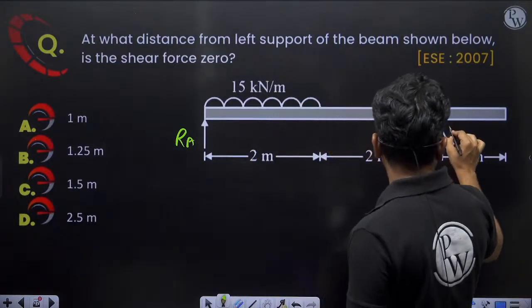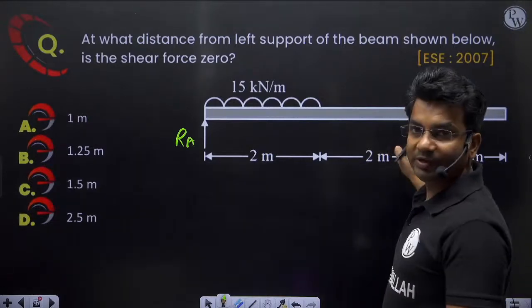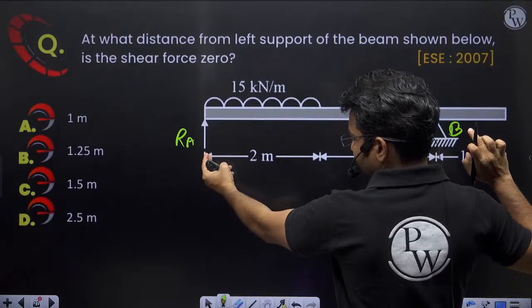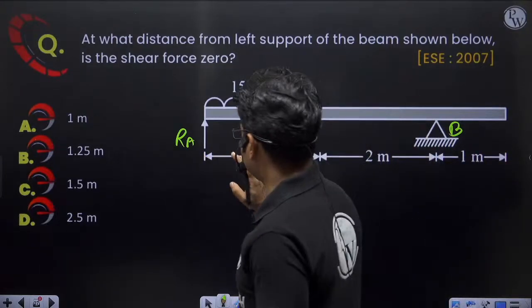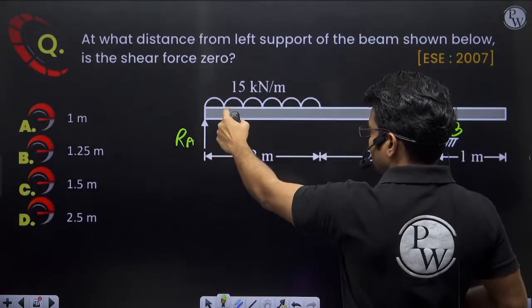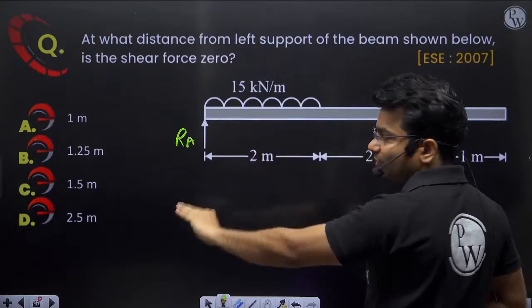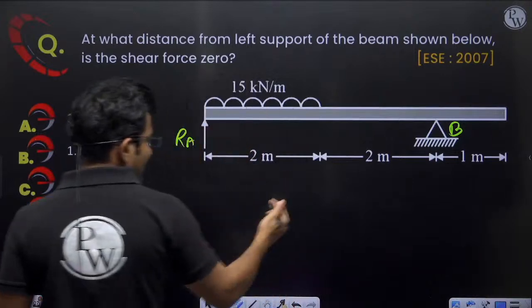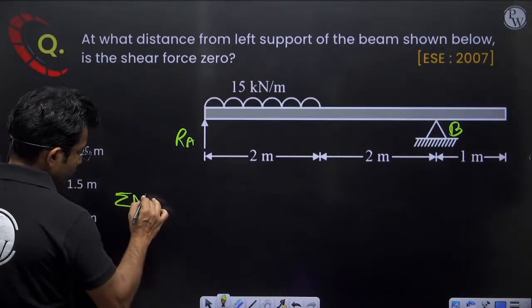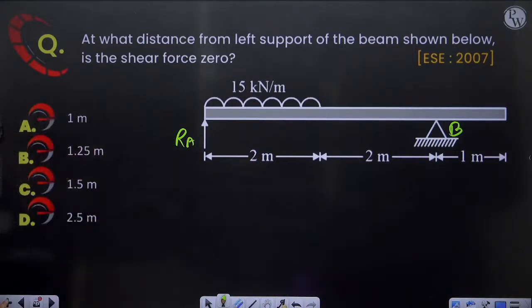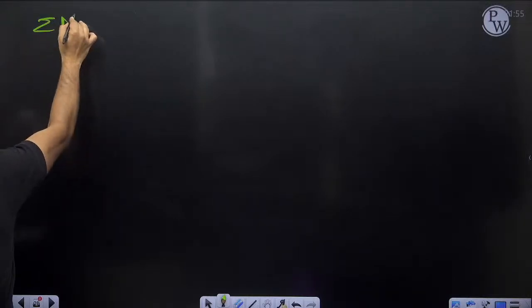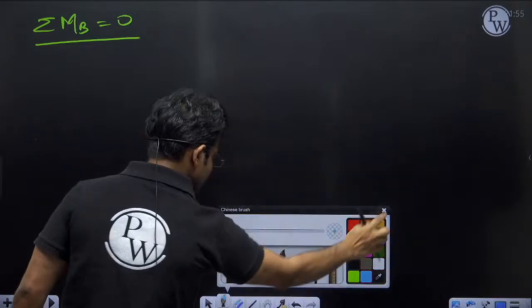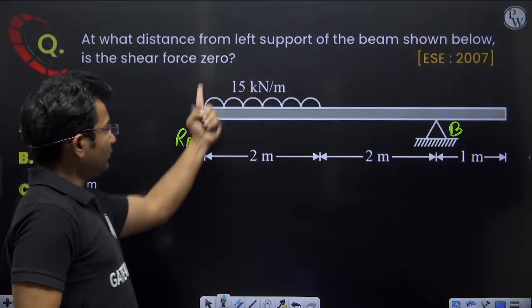So if I do summation of moment about B equal to 0, or simply I can do load into opposite length by total length. Both the methods I can use. Okay, so here I will be using summation of moment about B equal to 0. If I do summation of moment about B equal to 0, I will be getting, because of RA, a clockwise moment.